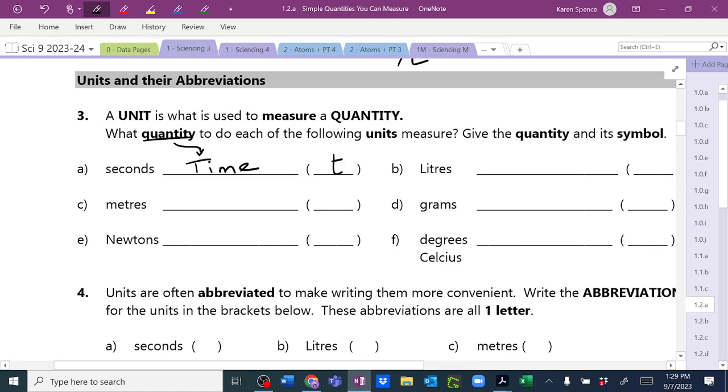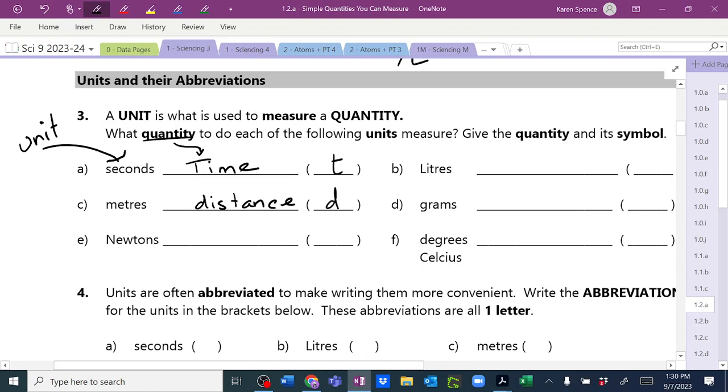We'd be measuring distance, so the quantity is the distance, and this right here is the symbol for distance in this unit. And the abbreviation for distance is a small d.